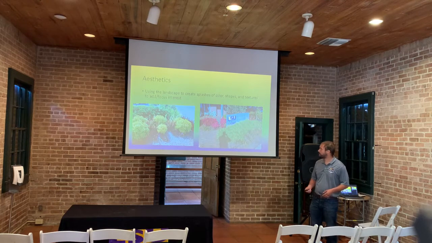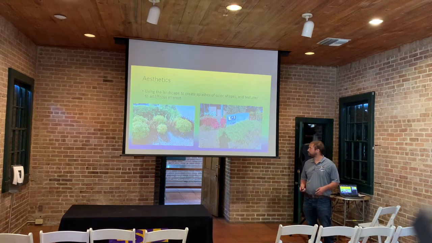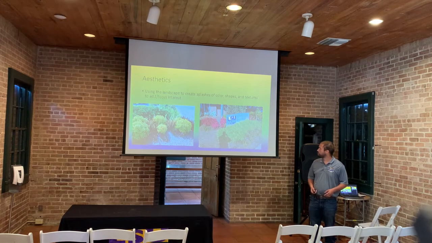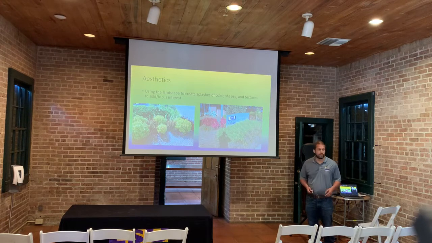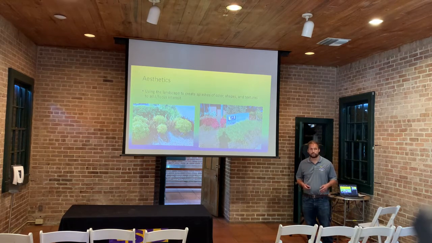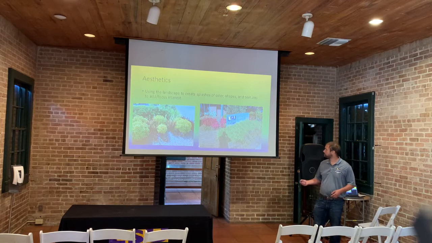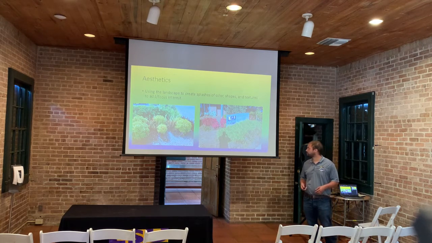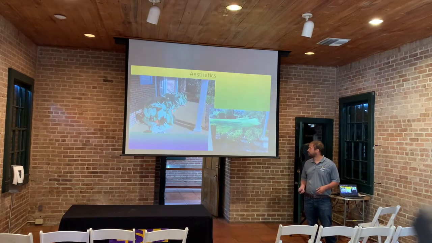So when it comes to aesthetics, we're thinking about using the landscape to create splashes of color, shapes, and textures to add focus and interest. So here we've got a brilliant red coleus. Your eye goes directly to that. And by using that, you're looking at this sign right here. It stands out with it. You've got this soft green. Green is a calming color to your eye. It makes the landscape calmer in that regard. But you're using plant materials and different features to really create an aesthetic landscape.